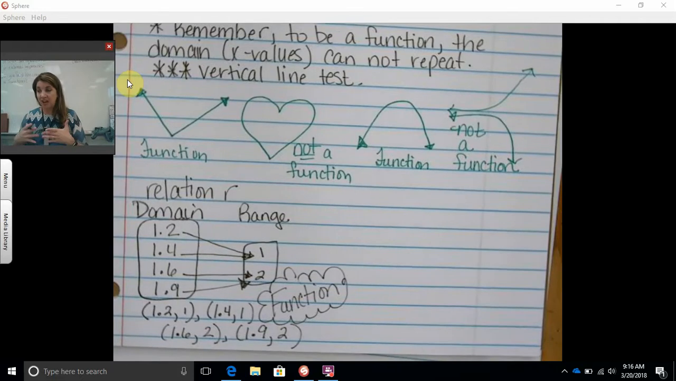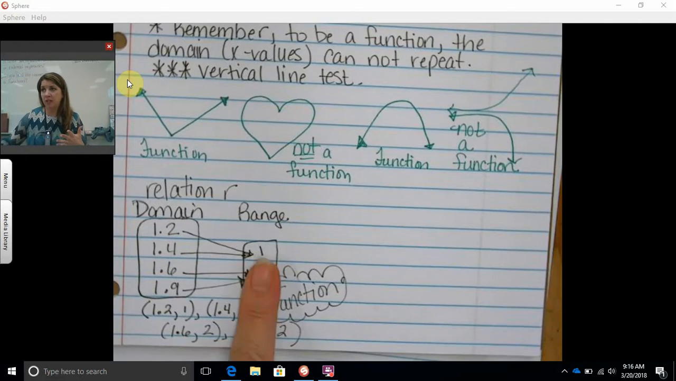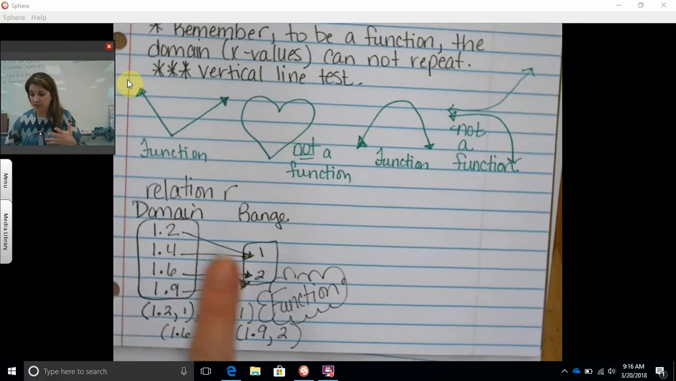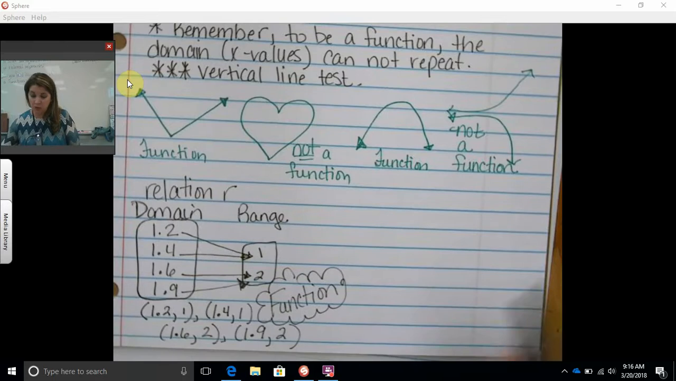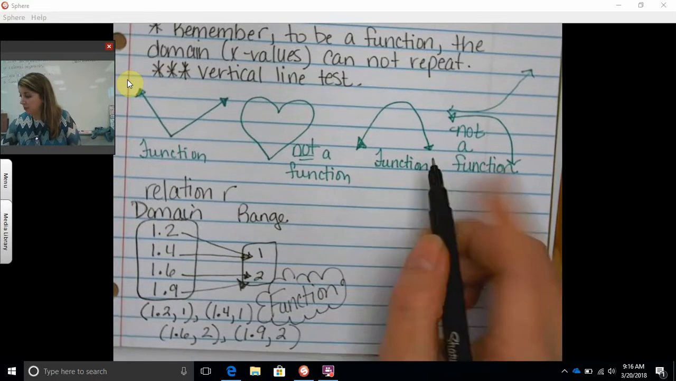Now, if I asked you to find the inverse, literally all you do is switch the x and the y. So your range will now become your domain, and your domain will now become your range. Okay? So if I said, well, what's the inverse of relation R?